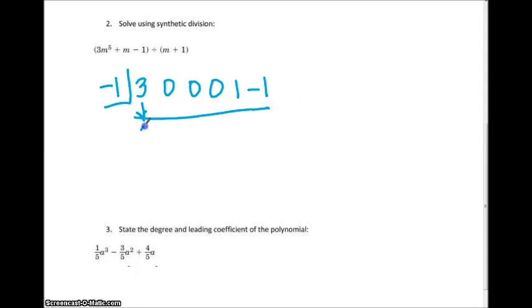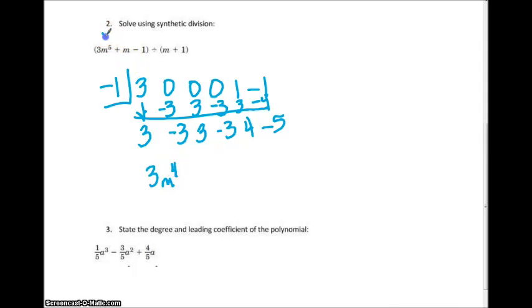Draw a line, bring your 3 down. Negative 1 times 3 is negative 3. Combine and you get negative 3. Multiply and you get 3. Combine and you get 3, multiply and it's negative 3, combine and you get negative 3, multiply and you get 3, combine and get 4, multiply and get negative 4, combine and get negative 5. So your answer is 3m to the 4th, because you're going to start one smaller than your degree, minus 3m to the 3rd plus 3m squared minus 3m plus 4, you have a remainder of negative 5.